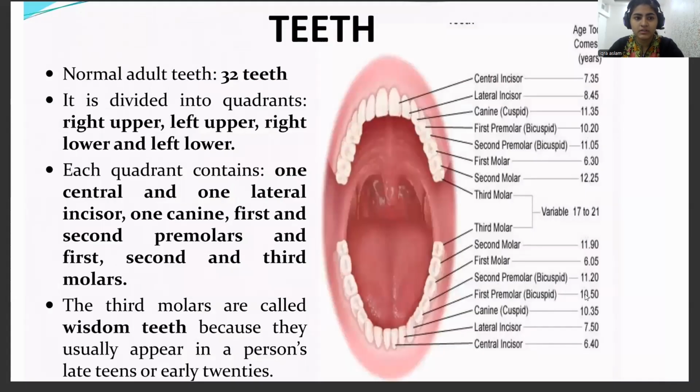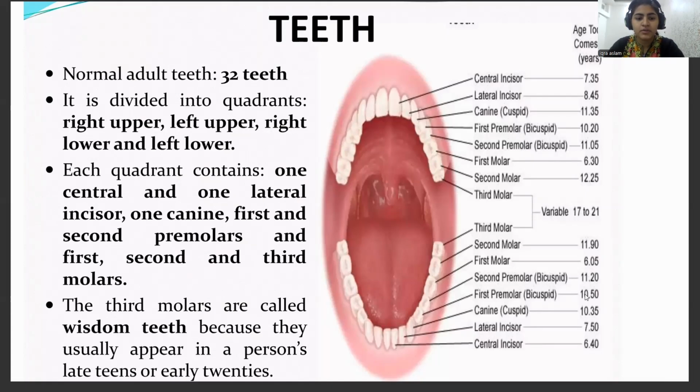Next topic comes teeth. A normal adult has 32 teeth in the mouth, 16 upper and 16 lower. They are divided into four quadrants. If we put an imaginary line between the central incisors of the upper jaw, the right portion is upper right and the left portion is upper left. We do the same for the lower jaw. As you can see in the figure, we put an imaginary line between the central incisors, and the left side is lower left and the right side is lower right.